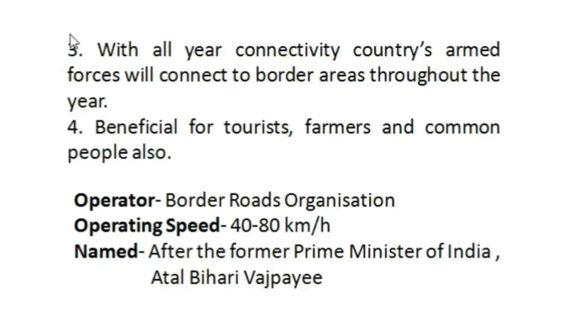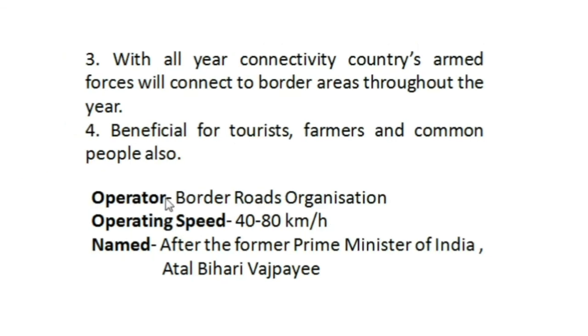Some other importance: with all-year connectivity, the country's armed forces will be connected to border areas throughout the whole year. It will be beneficial for tourists, farmers and common people also, because with the help of this Atal Tunnel, the travel time will reduce. The operator of this tunnel is the Border Roads Organization. Operating speed should be within 40 to 80 km per hour. It is named after the former Prime Minister of India, Atal Bihari Vajpayee.